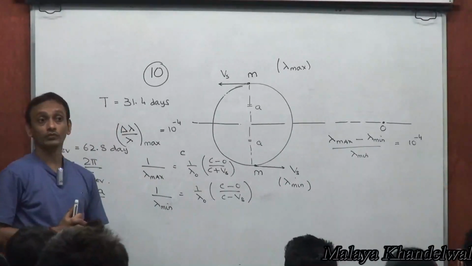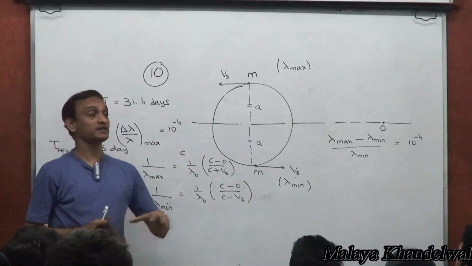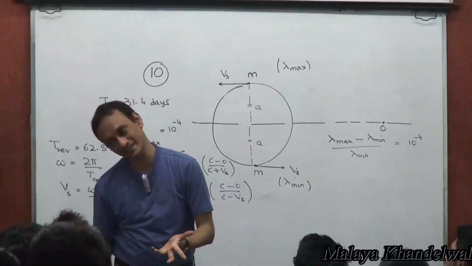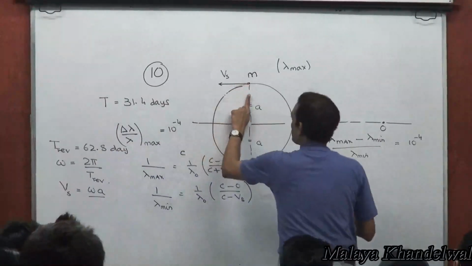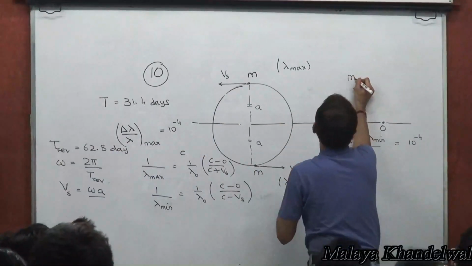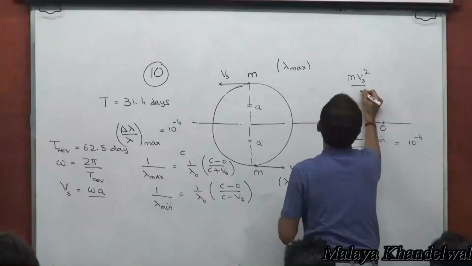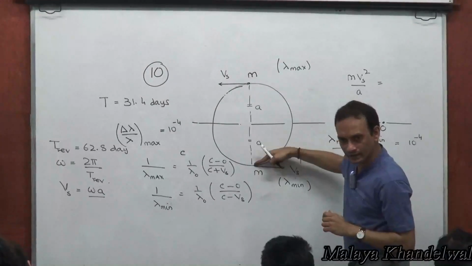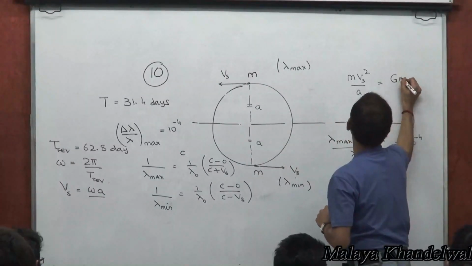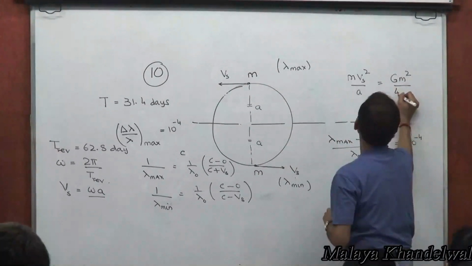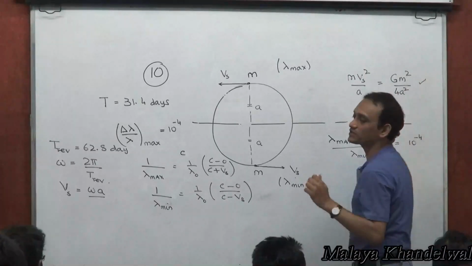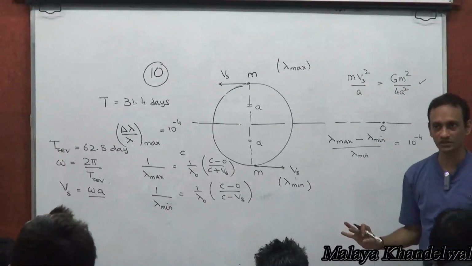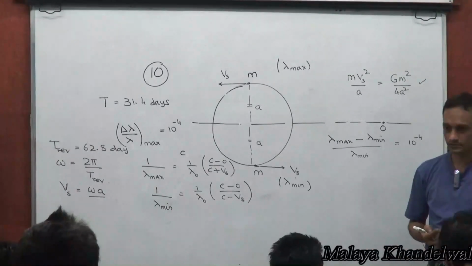Now they are executing this circular motion because of each other's gravitating influence, right? That means the centripetal force that each one requires, m Vs squared by r, must be because of the gravitational attraction that it feels, which is G m squared by 4 a squared. That is the sum total of this. The rest is calculations. I don't want you to do out any calculations, right?